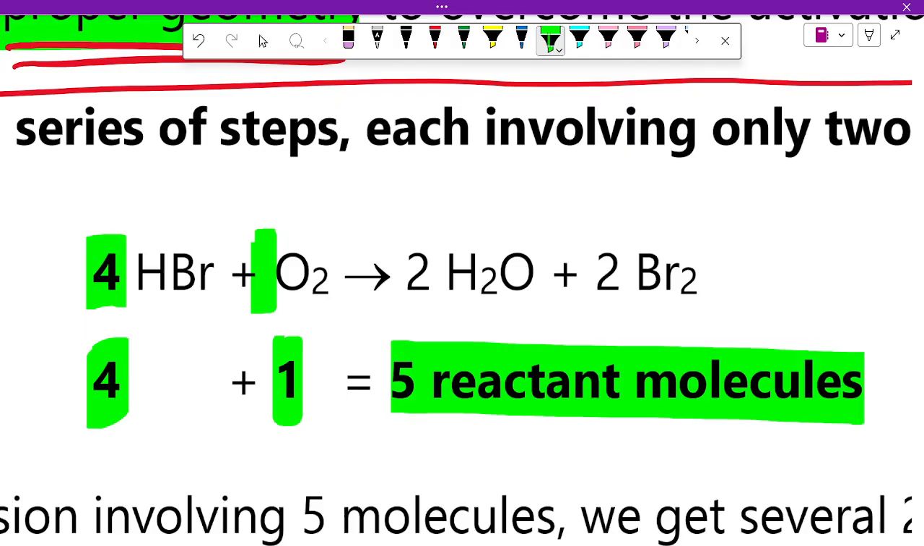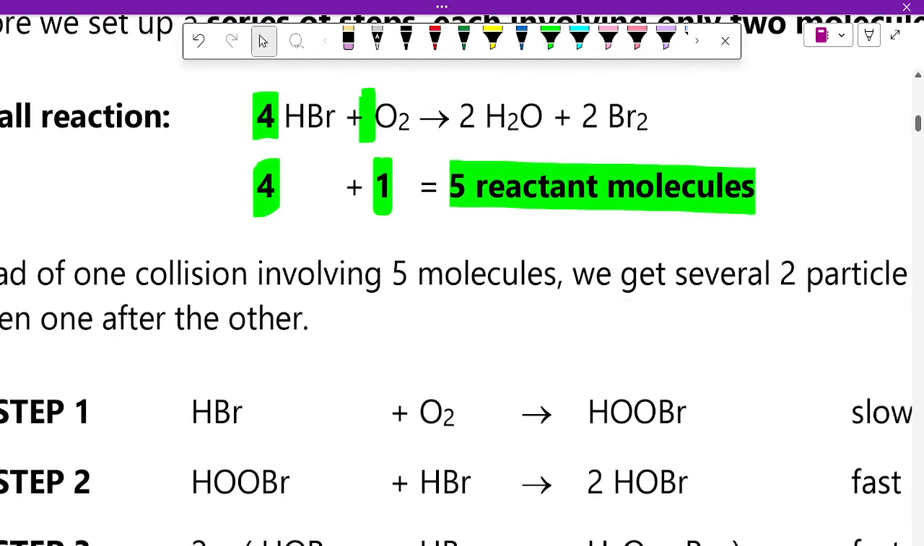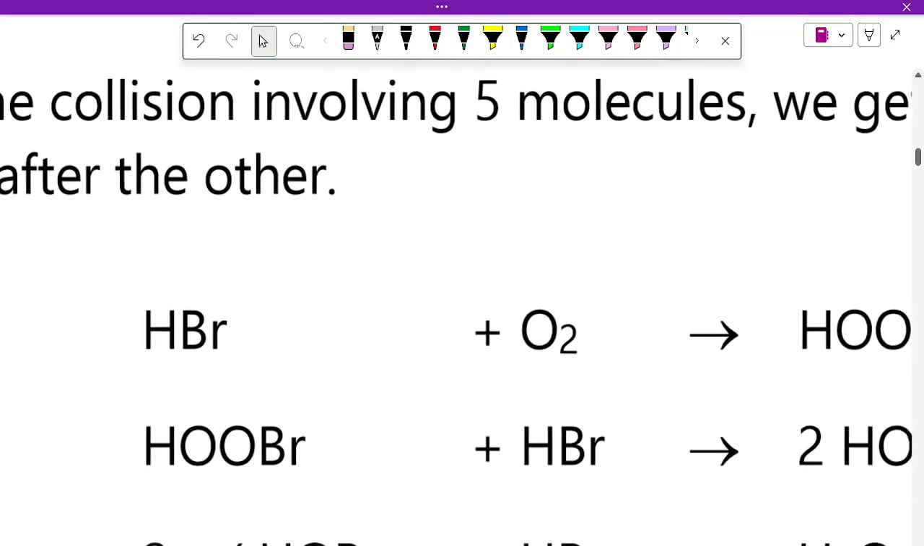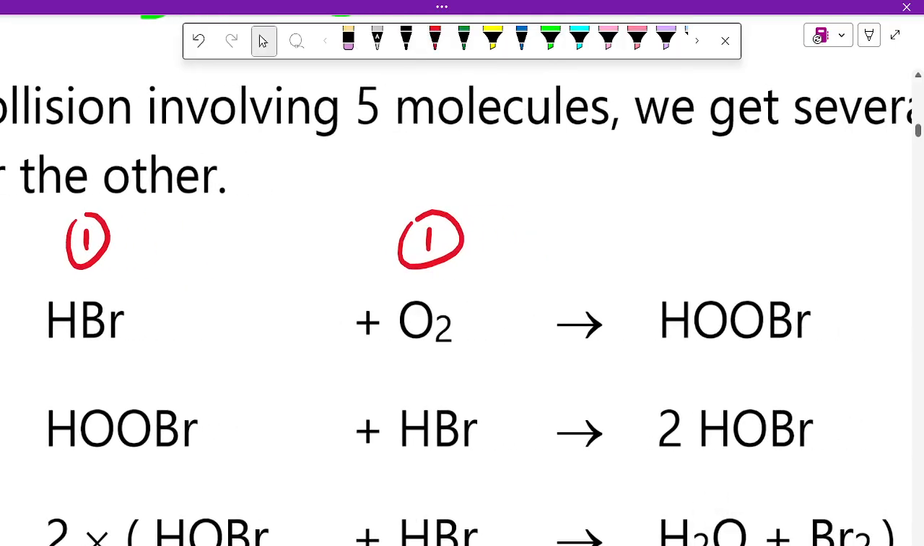So we good? Okay. So rather than having 5 molecules collide, we're going to get 2 particle collisions step by step until we eventually get the product. So what we're going to do first is have an HBr colliding with an O2, just 1 and 1, just 1 particle and 1 particle, okay? And those 2 collide and they form a Huber.